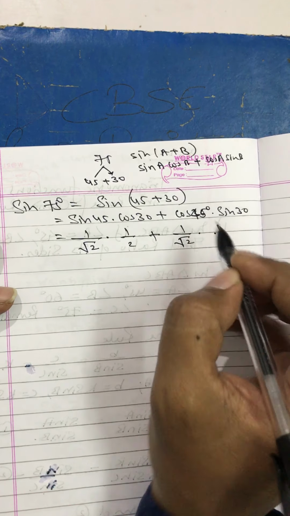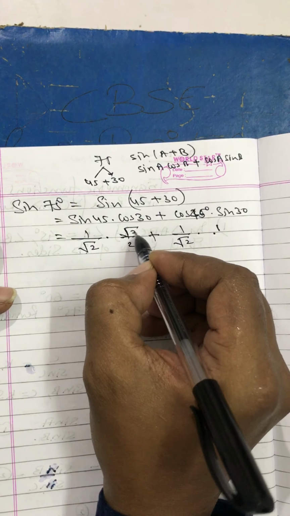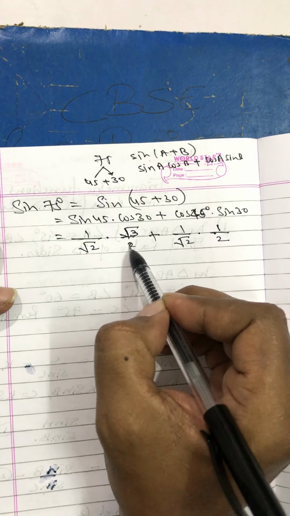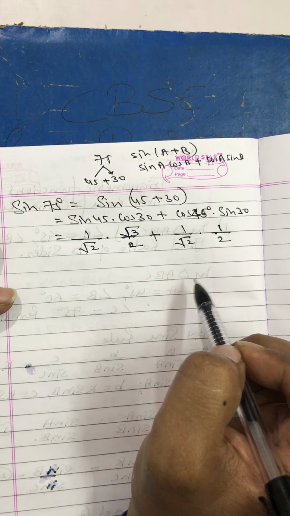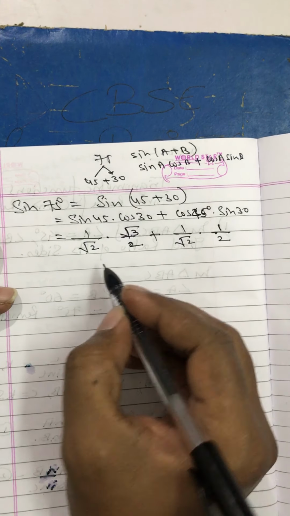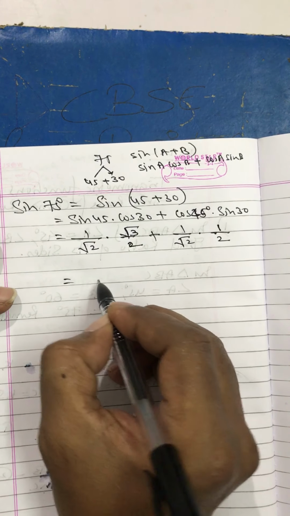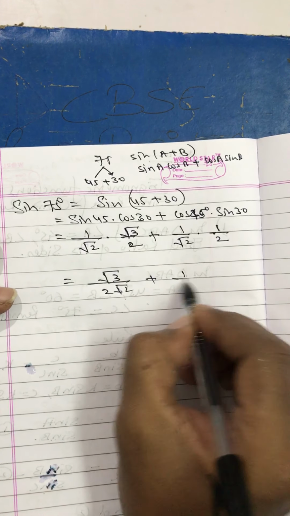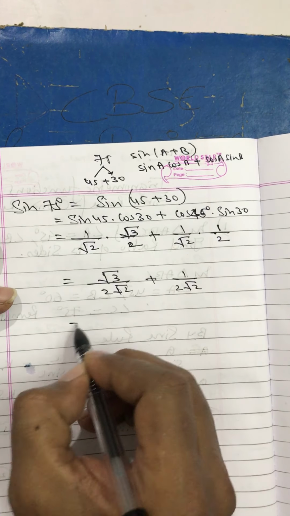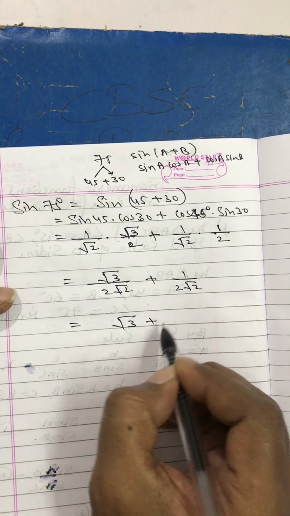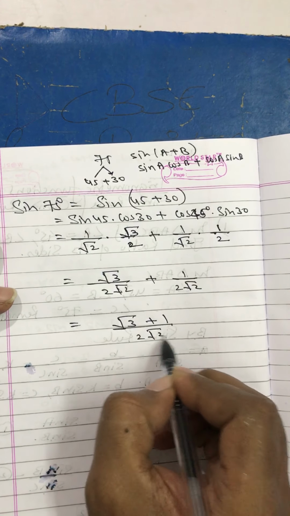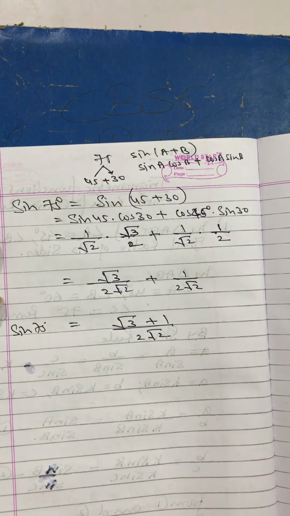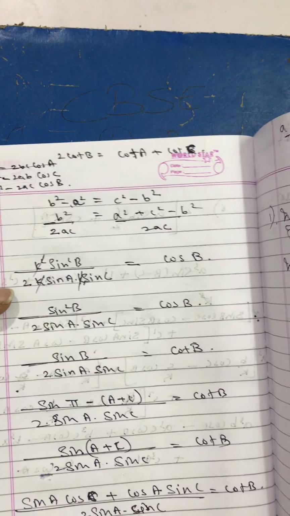Sorry, my dear students, cos 30 is equal to root 3 upon 2, sine 30 is equal to 1 upon 2. So what we get is root 3 upon 2 root 2 plus 1 upon 2 root 2, that will make root 3 plus 1 upon 2 root 2. These are the values of sine 75 degrees. Now just to take a look again over here.